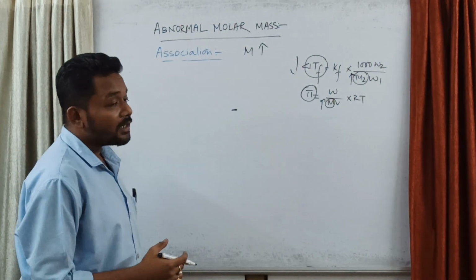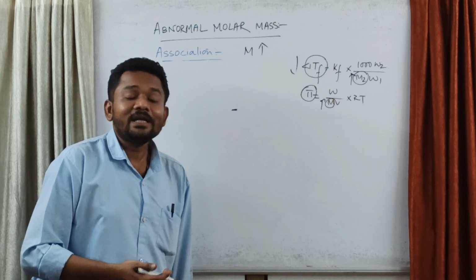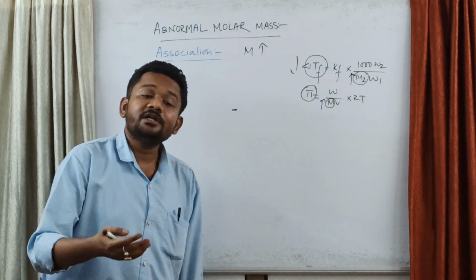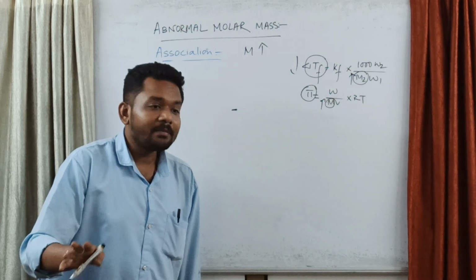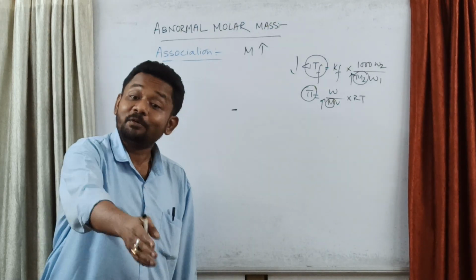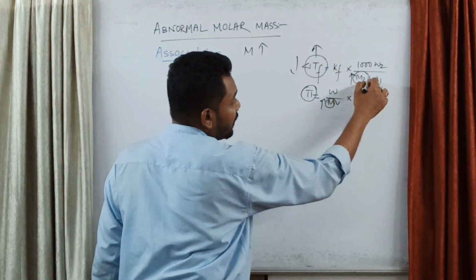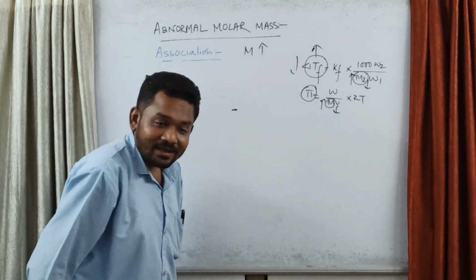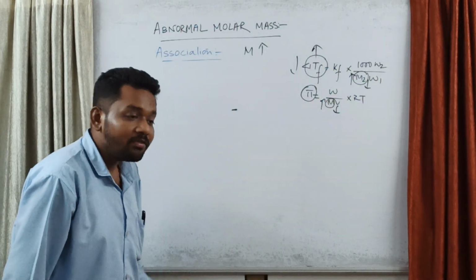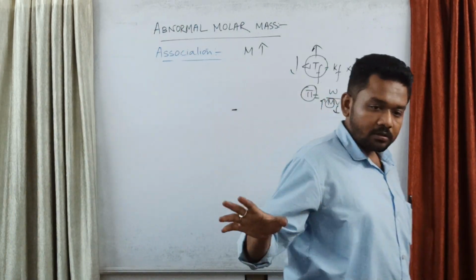Now think similarly, what happens in dissociation? Dissociation means a molecule is breaking down, dissociating. When any molecule dissociates, it will generate two or more particles. Thus the number of solute increases. When there is an increment of number of solute, colligative property also increases. Then if colligative property increases, what will the molar mass be? It will decrease. So in the case of dissociation, what do we see? Molar mass is less. So look, in case of association, is it clear?